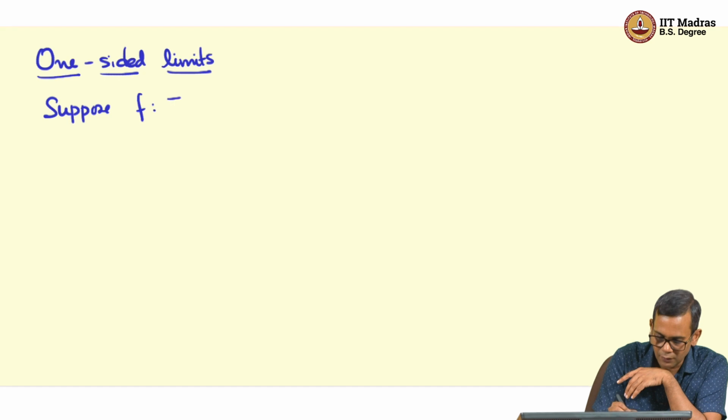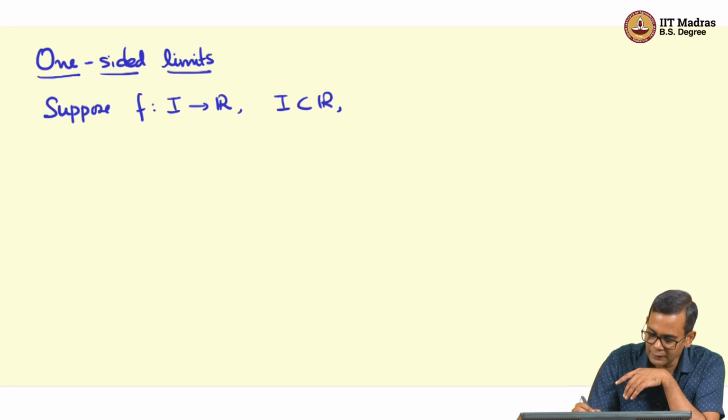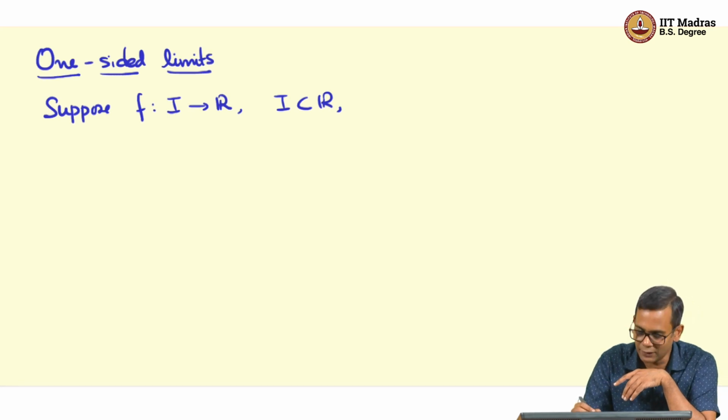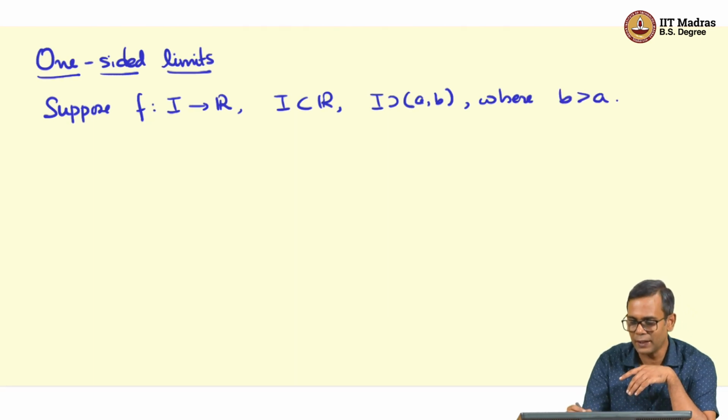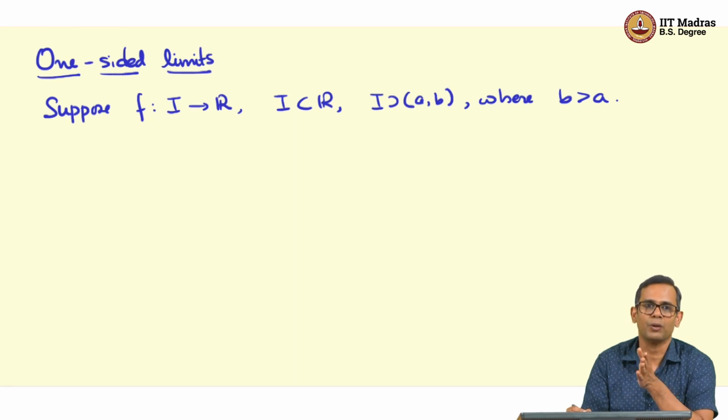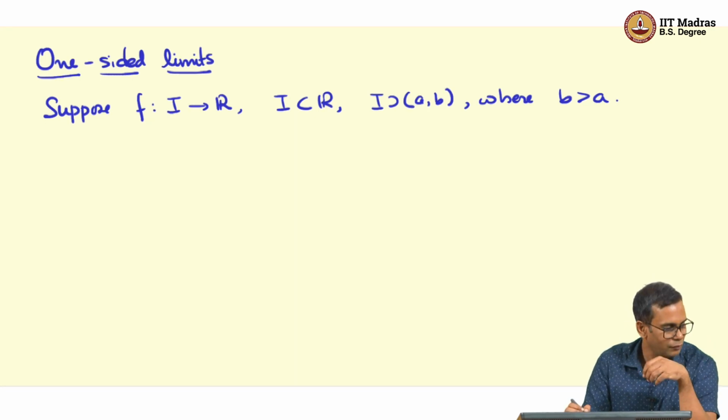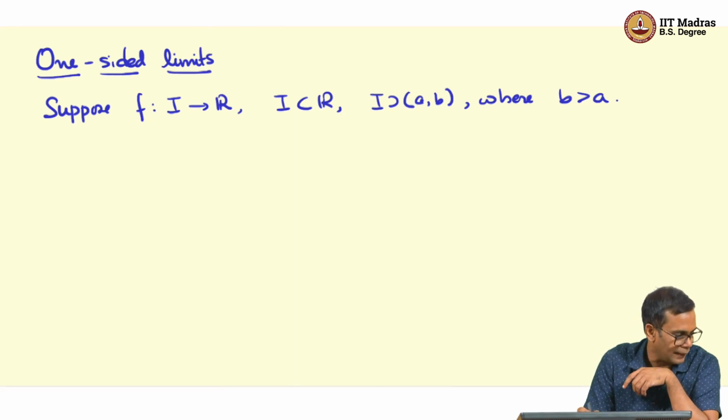f from I to R, where I is a subset of R, and let us say we have some point a that we are interested in, and I contains an interval of the form (a, b), where b is greater than a. So, this function is defined just to the right of the point a. And now we can talk about this function having a right limit at a.